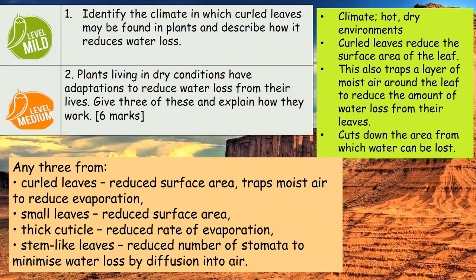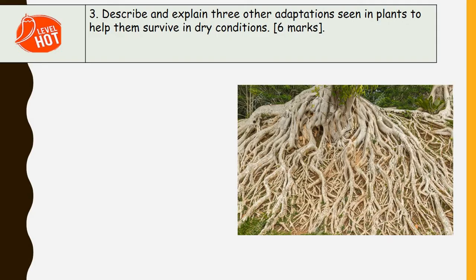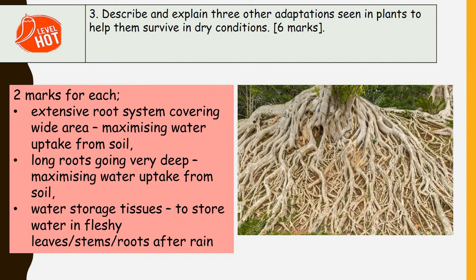And of course, this idea of fewer stomata is really, really important. If you have stem-like leaves, there's going to be much, much fewer, if any, stomata. More difficult question: describe and explain three other adaptations seen in plants to help them survive in dry conditions. So we've got an extensive root system. Of course, all cacti will have an extensive root system, maximising the water uptake.